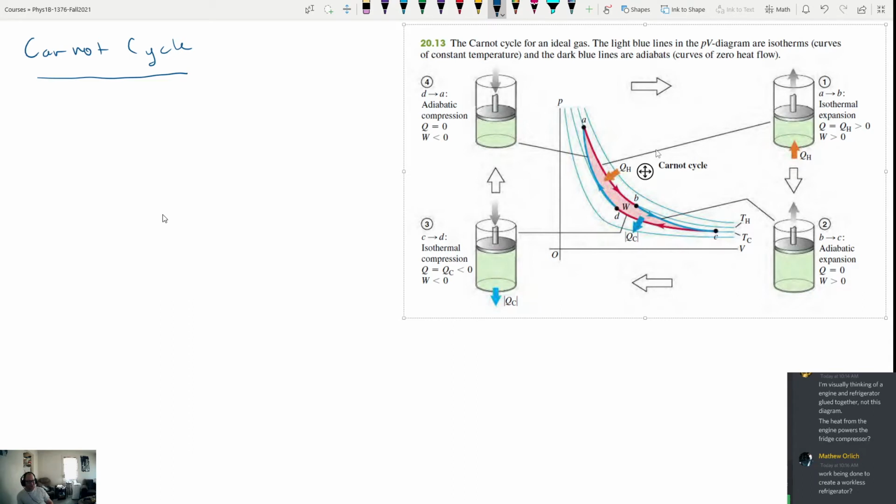Yeah, Matthew says work being done to create a workless refrigerator. Exactly. Like what are they talking about? Like I don't understand sometimes. All right, that's not the point though.